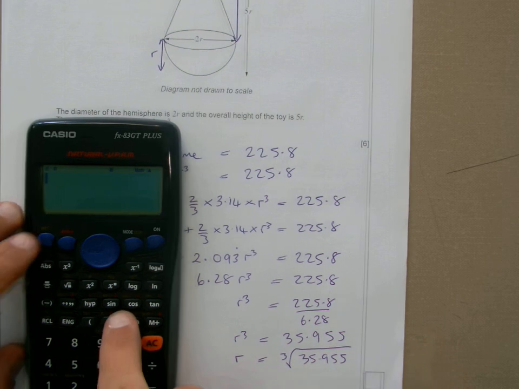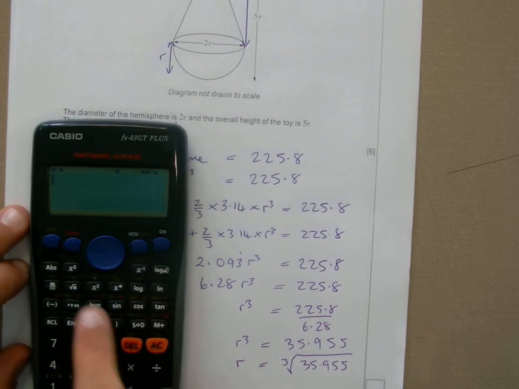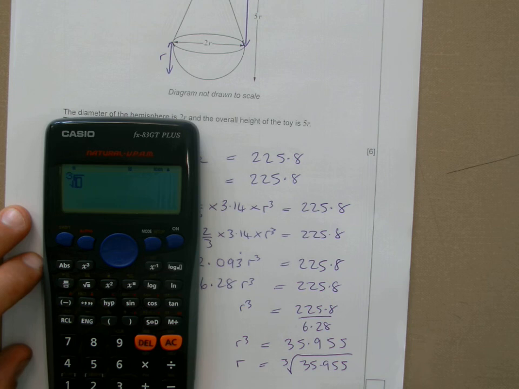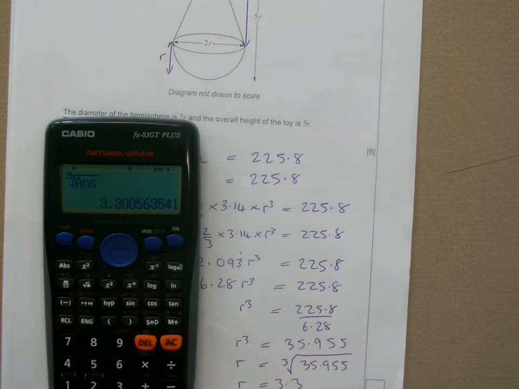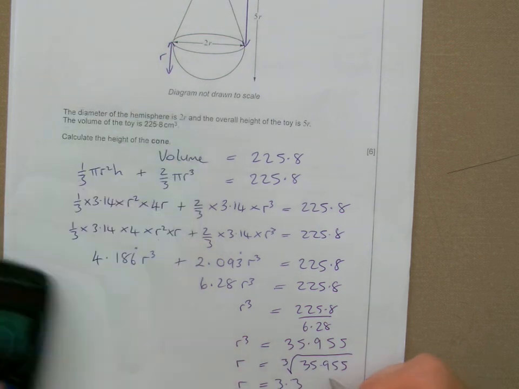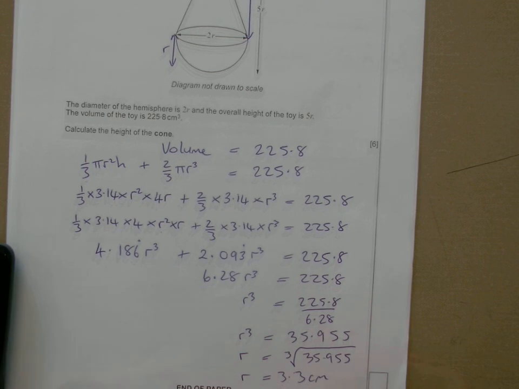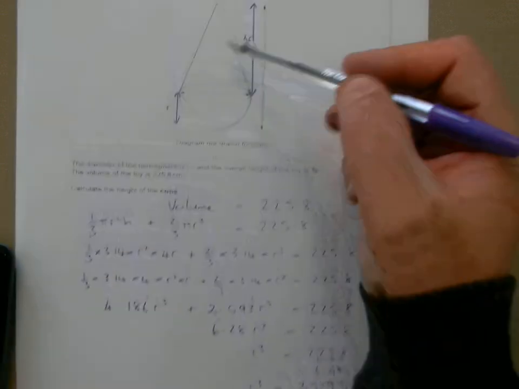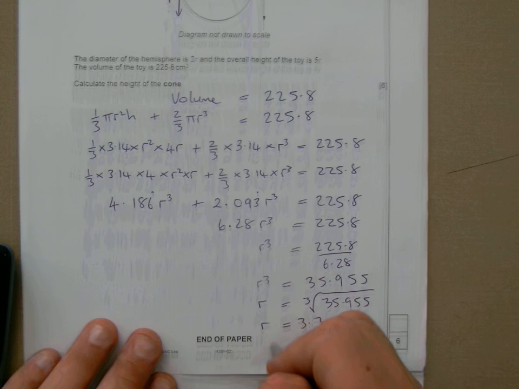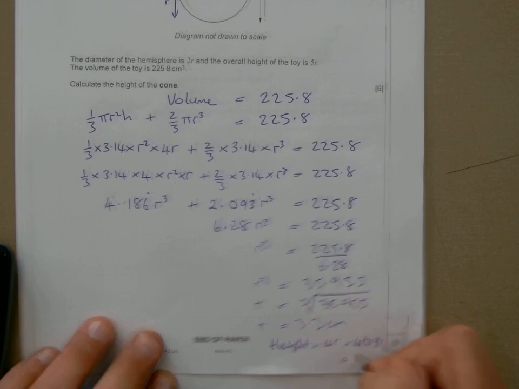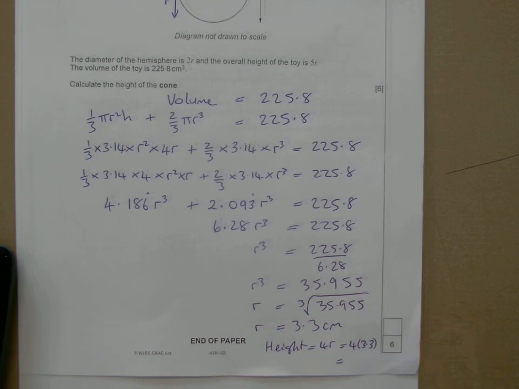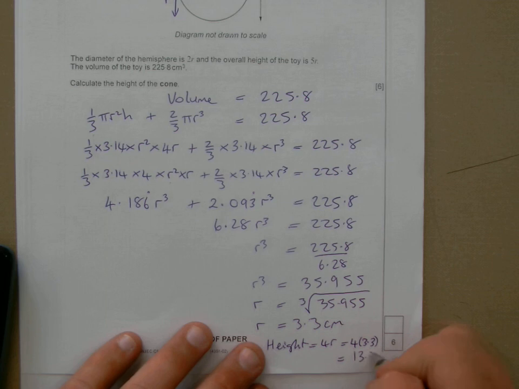So we're going to do shift, where's the cube root button, and then I get an answer of 3.3. It's quite nice, because you've got zeros after it. So 3.3 centimetres. Now that's r. Remember, I want the height of the cone. Going back to my diagram, the cone is 4r, so the height is equal to 4 times 3.3, and we get 13.2 centimetres.